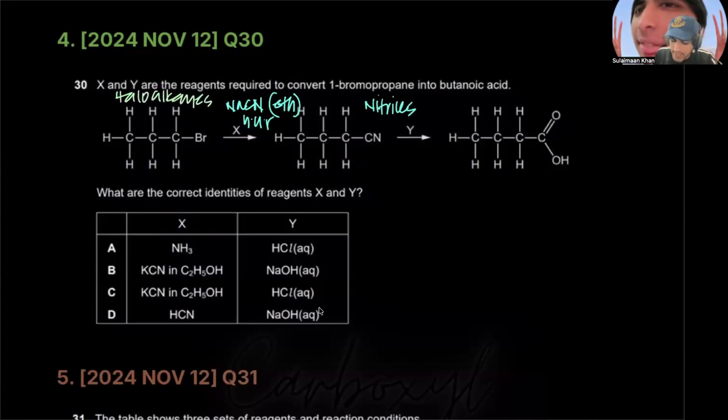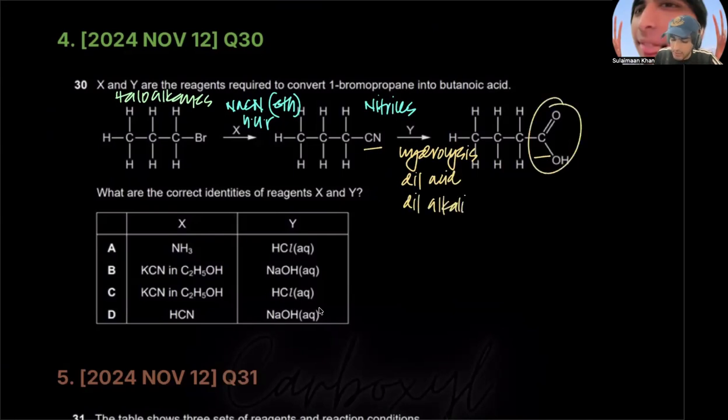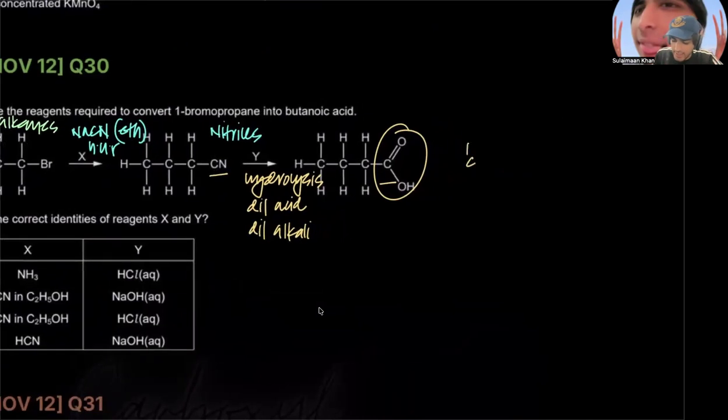to nitriles, and then from nitriles, how do you go from nitriles to carboxylic acid? That's the most lovely part that the examiner always tests, which is the fact that you can go from nitriles to carboxylic acids by just performing hydrolysis. And how can you perform hydrolysis? You can perform hydrolysis by either using dilute acid or by using dilute alkali. But remember, if you use dilute alkali, you won't get COOH directly. No. You'll get the carboxylate salt.